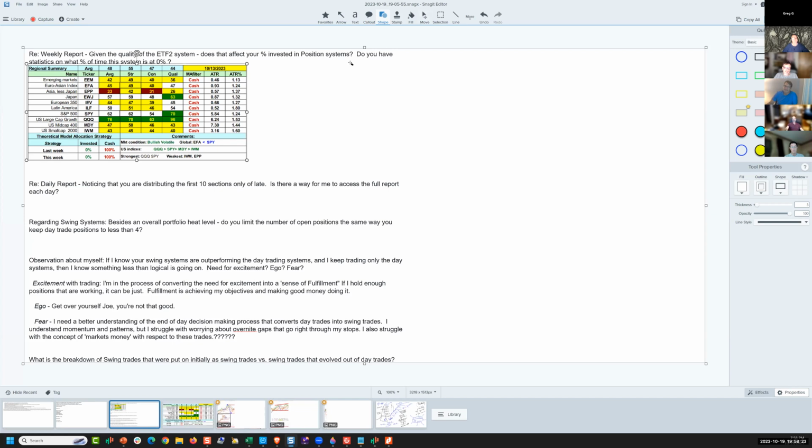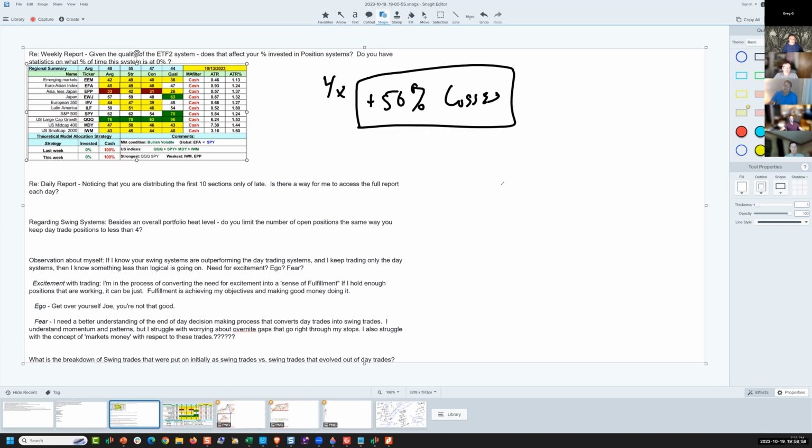Jonathan asked, on the weekly report, given the quality of the ETF2 system, which is considerable, it is a conservative weekly asset allocation model that was built for a hedge fund that was very, very conservative. And over the last 25 years, we've had 4 significant emotional events in which the market collapsed and lost more than 50% and absolutely destroyed people's retirements 4 times.